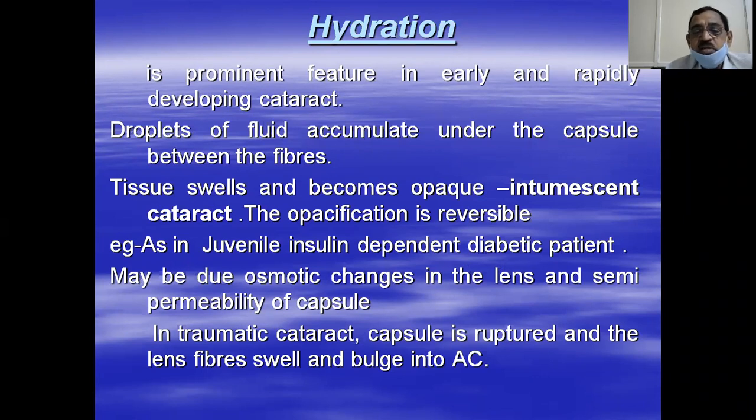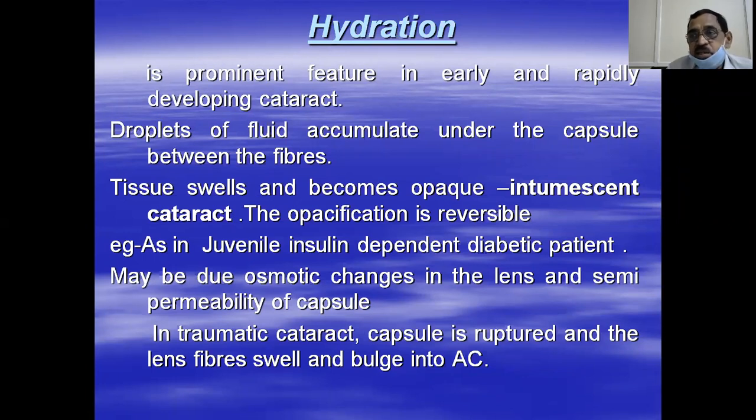Usually, it may occur in juvenile insulin-dependent diabetic patients. If the diabetes is well controlled, in such cases the opacification is reversible. The opacification and the accumulation of droplets of fluid in juvenile insulin-dependent diabetic patients may be because of osmotic changes in the lens and semi-permeability of the capsule.